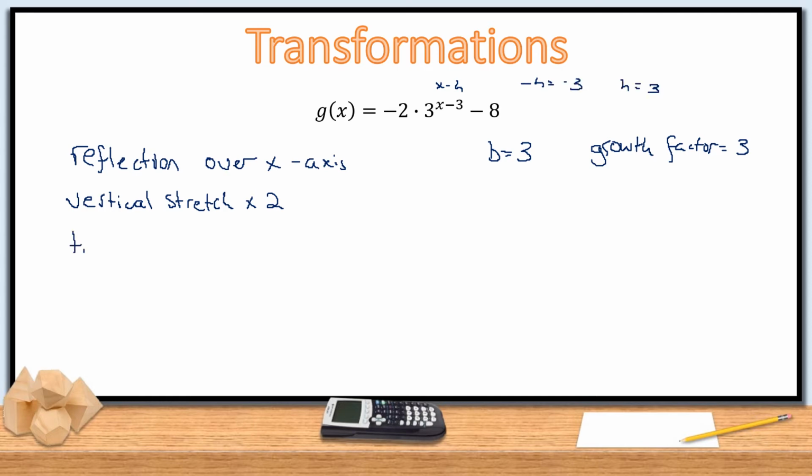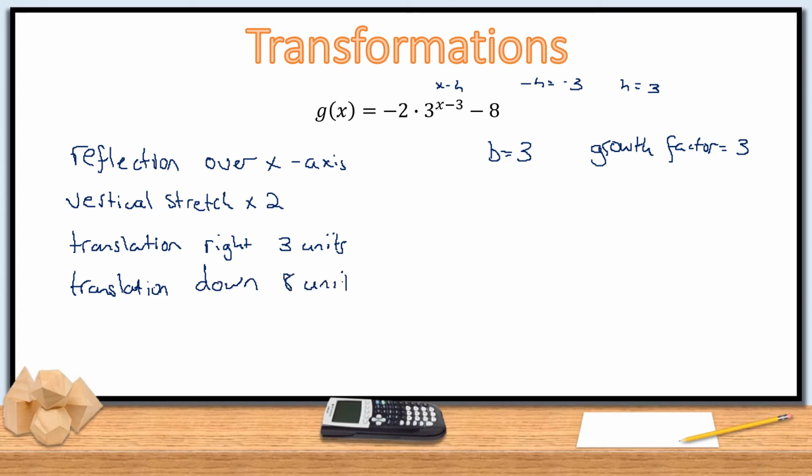So we've got a translation right 3 units. And then our k value is -8, so we have a translation down 8 units. Wasn't asked for this, but the horizontal asymptote would be at y equals -8. So it's just the same as the k value.